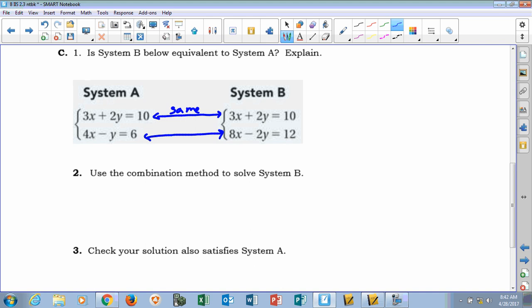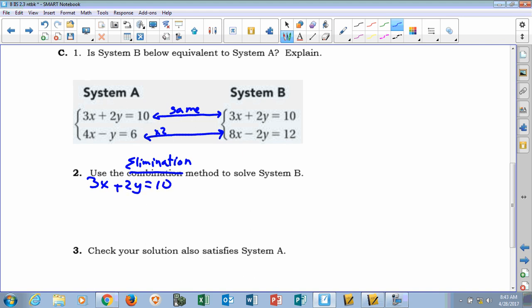Are they equivalent? I heard a yes come from somebody. Why is the reasoning yes? You just multiplied system A by 2 to get system B, right? So yeah, this is multiplied by 2. So yeah, they are equivalent. That's just like we did right up above, right? So it says use the combination, which basically means elimination. I hate that they changed this name, like they think they invented this. Elimination to solve. So let's solve this system in B.